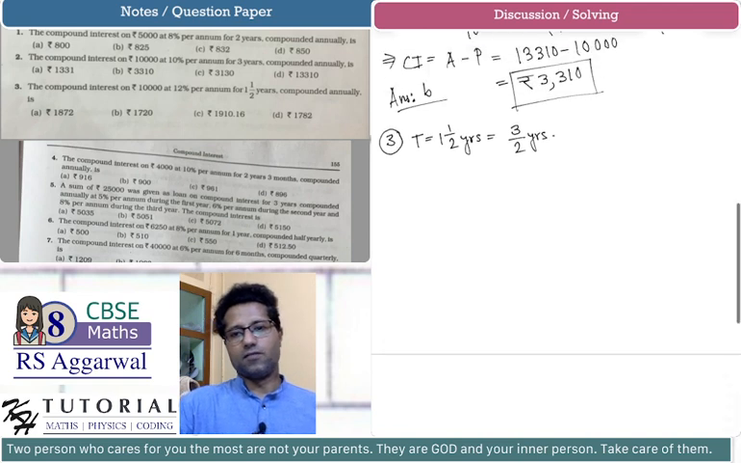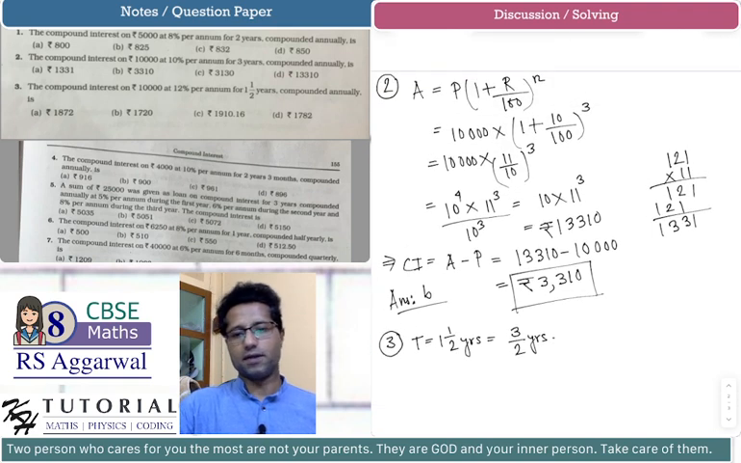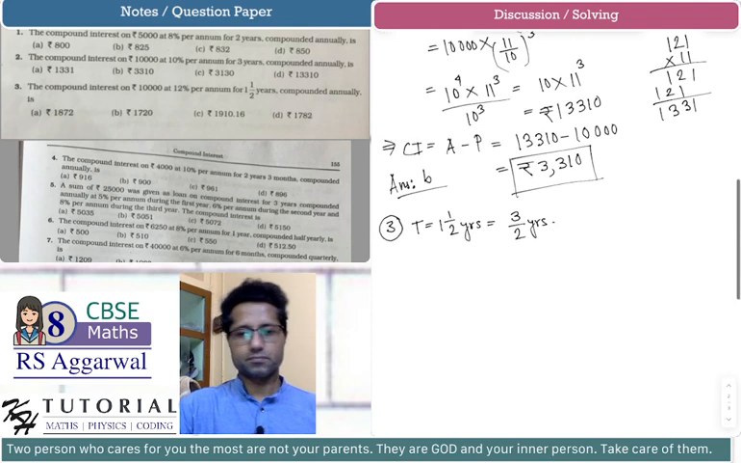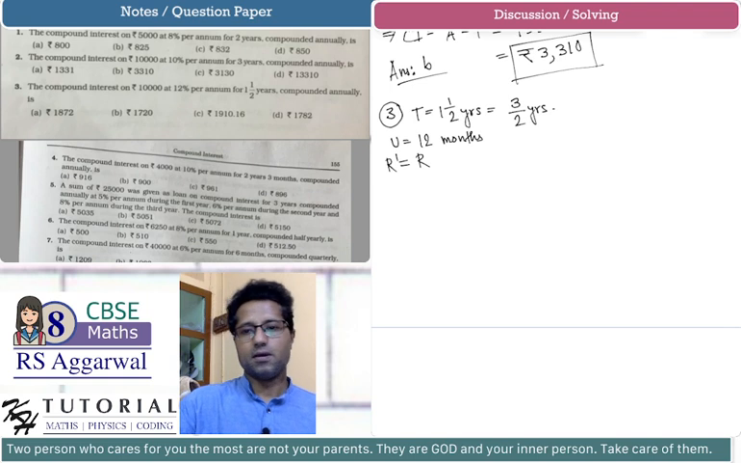Now we cannot use the simplified formula because the time period T has a fractional part. Its value is not an integer. But since the interest is being compounded annually, we will have U equal to 12 months, and R dash will be equal to R, that is the given rate of interest per annum.